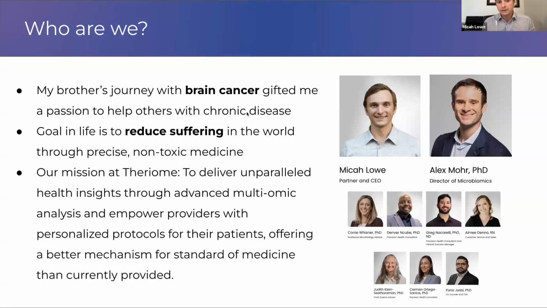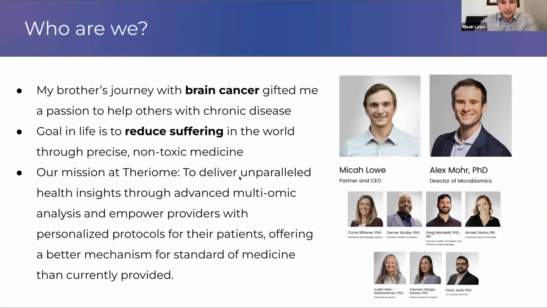And so we'll be able to give insight into what people should do and what people should not do, which is equally as important. So our mission at Theriome is to deliver unparalleled health insights through advanced multi-omic analysis and empower providers with personalized protocols for their patients, offering a better mechanism for standard of medicine than currently provided. There's a little bit to unpack there.